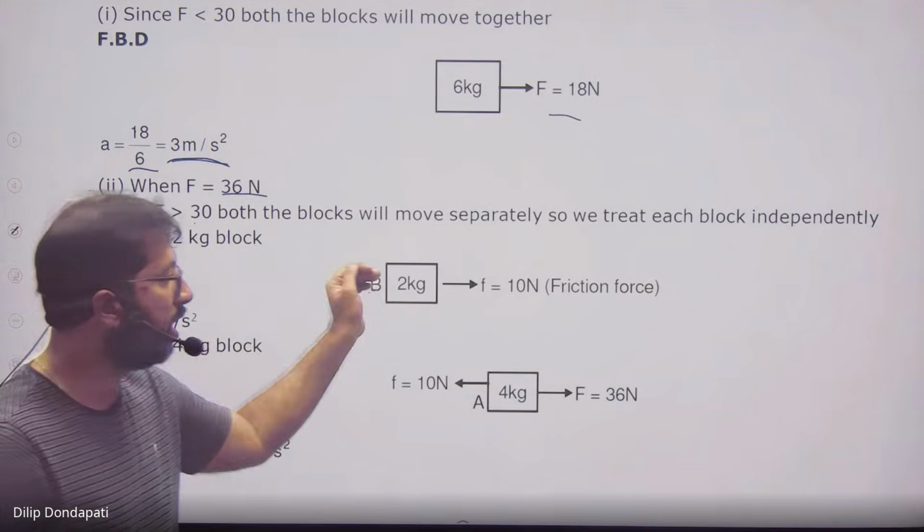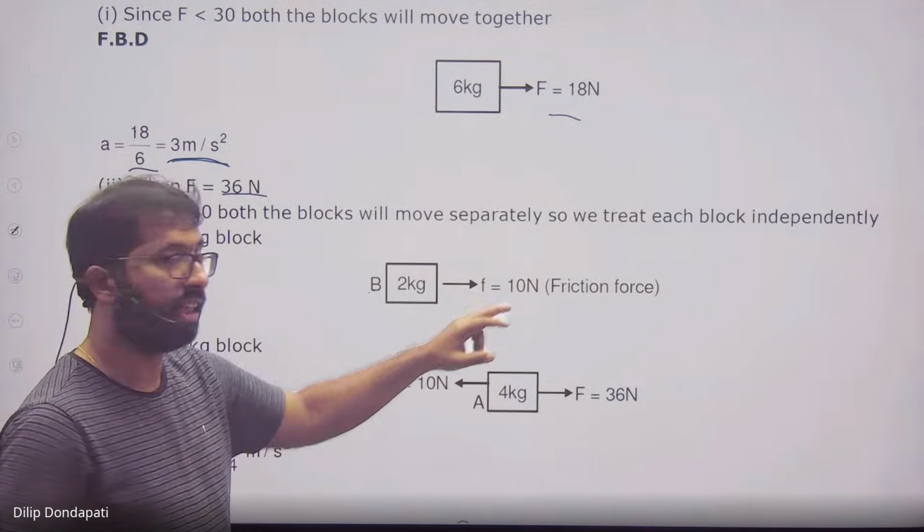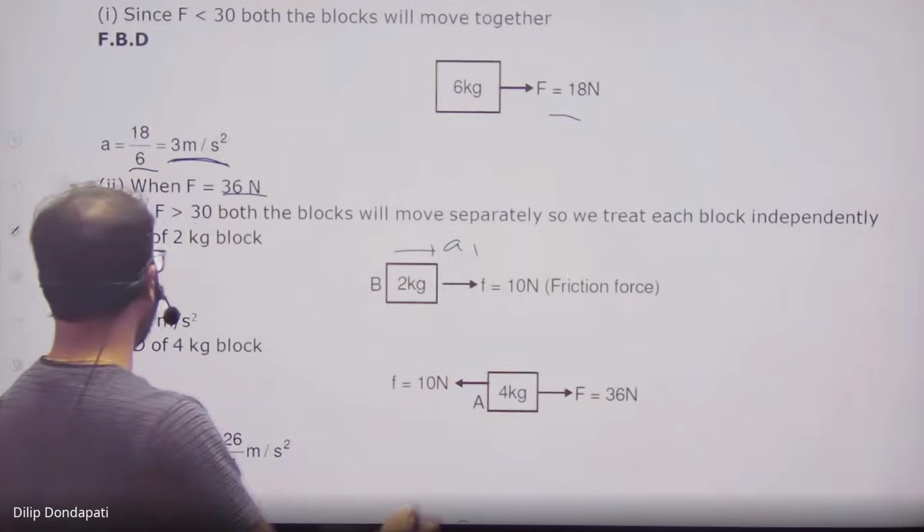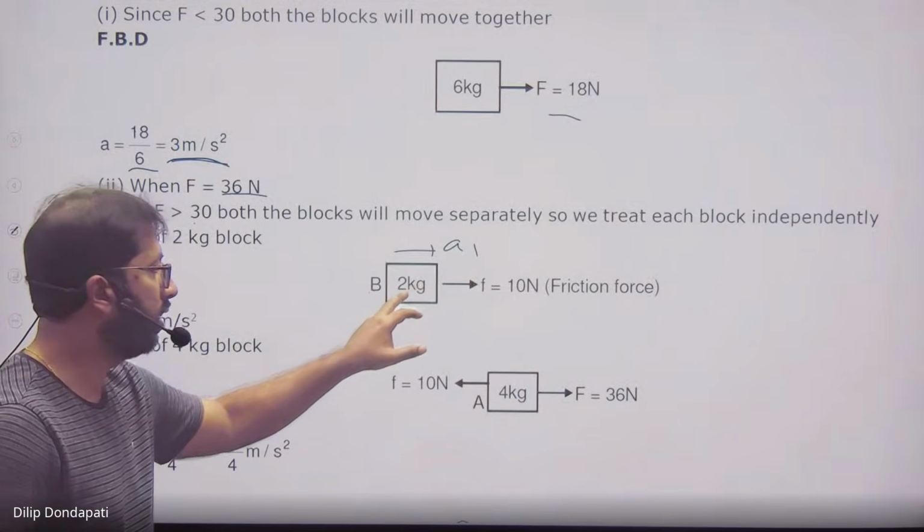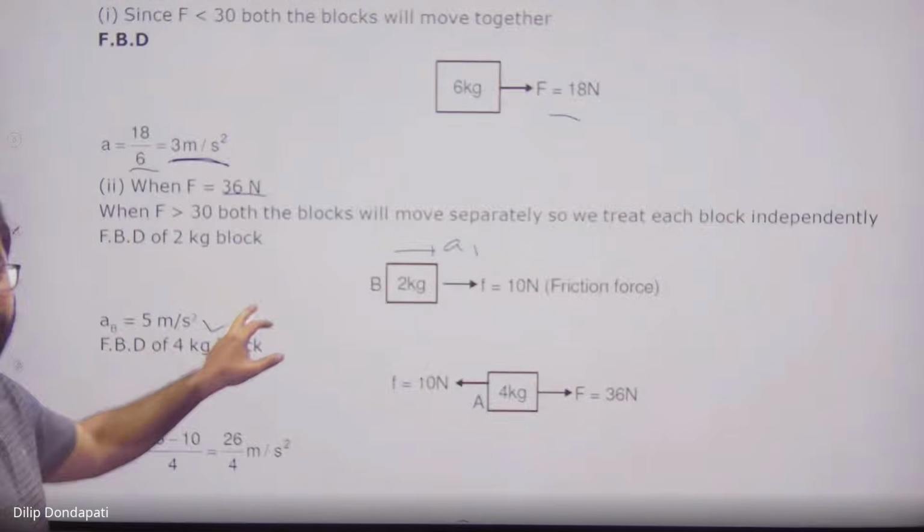Tell me. Only limiting force is acting. Limiting friction is acting. इसका acceleration कितना होगा? A1 कितना होगा? Tell me. A1 is net force by net mass. So 10/2 is 5 meters per second square.